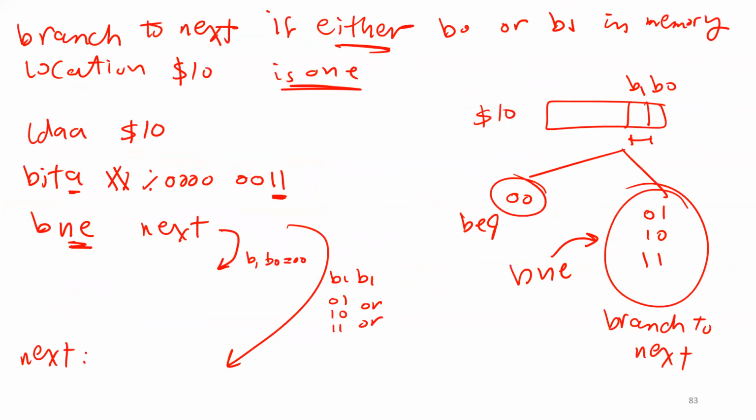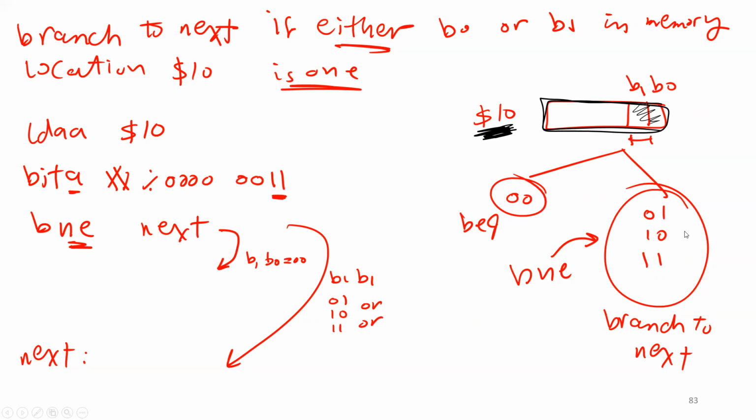So for example, I want to do something like that, guys. I want to branch to next if either bit 0 or bit 1 in memory location 10 is 1. So this is memory. This is the address number 10, and I have a byte here in address number 10. I want to check 2 bits, not 1. I want to check these 2 bits. Okay, guys? For these 2 bits, there are 4 cases, as you see here. I have case 0,0, case 0,1, 1,0, and 1,1. So these are the 4 cases.